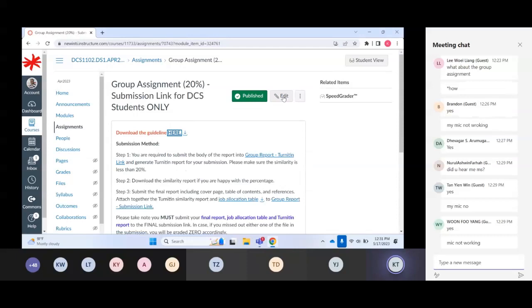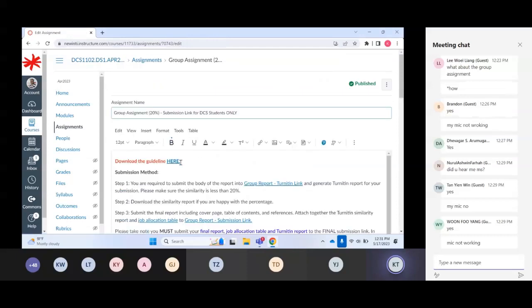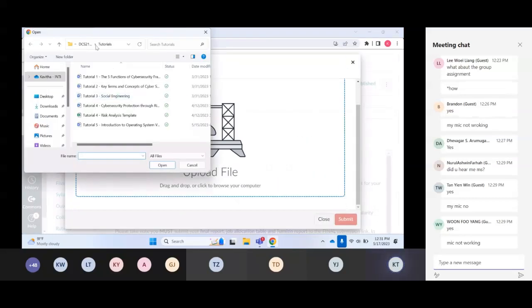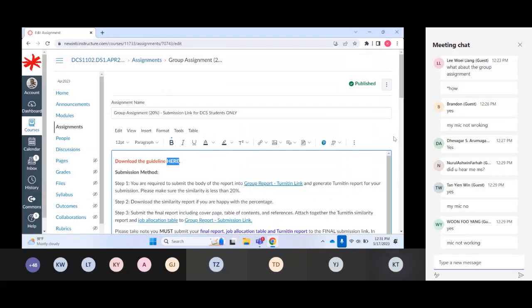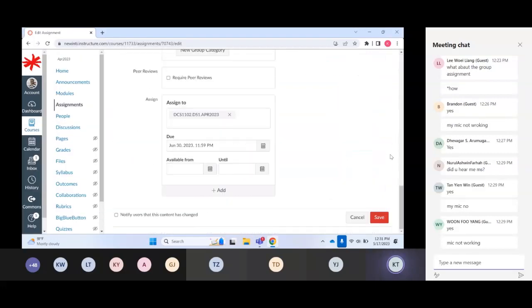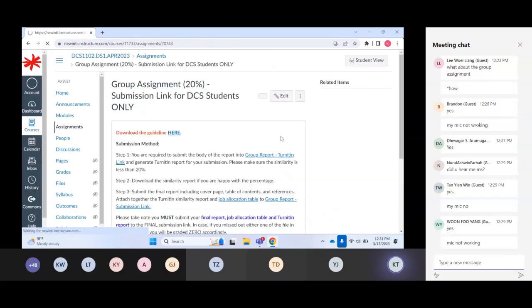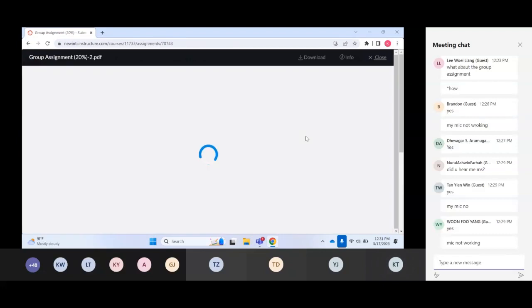It's different. Why go to lab report? Yeah. Okay, I think something is wrong with the submission. I remove this. Wait, I upload right now for you. How come it can go to the wrong one? Assignment. Submit. Okay, so I save this. So I click this. Okay, I should be able to see the group assignment now.